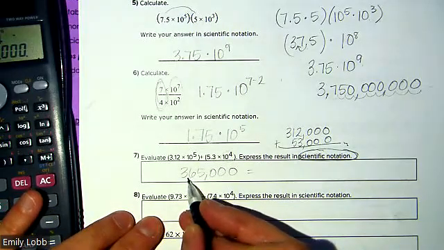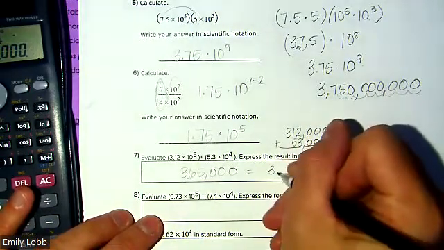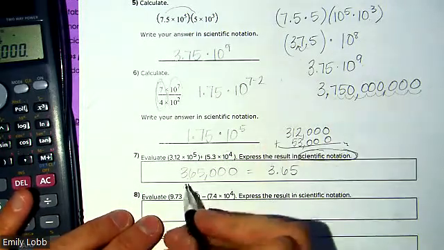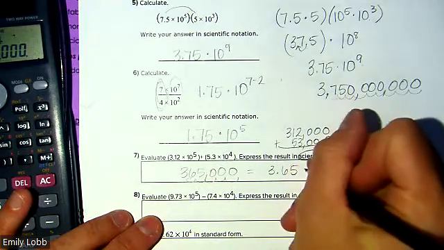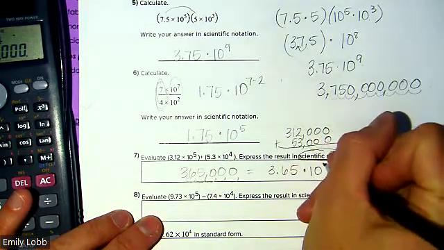Right here, right? So 3.65, and then we have to count 1, 2, 3, 4, 5. So times 10 to the 5th.